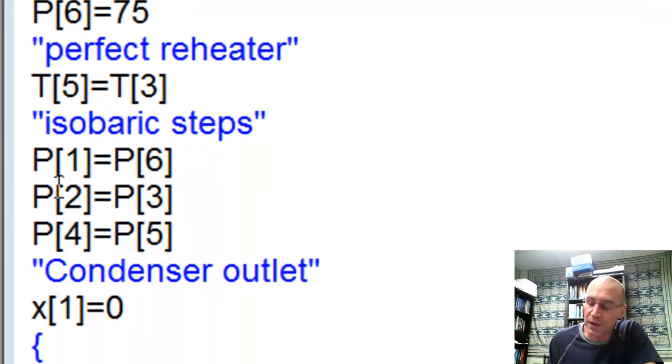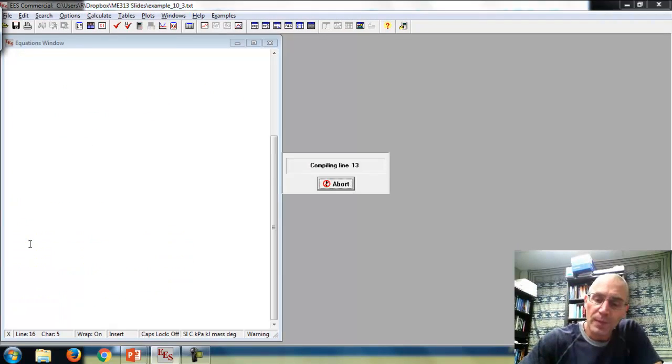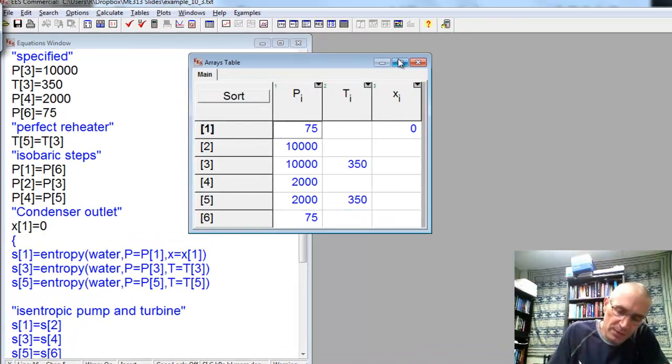And then I've got those isobaric steps I mapped. So P1 was P6, that's the condenser. 2 to 3 is in the boiler. 4 to 5 is in the reheater. Okay? And then one last thing I'll specify is a condenser outlet, which is X1 equals 0. That means that it's a saturated liquid. Right? So let's go ahead and solve this to see what we have here.